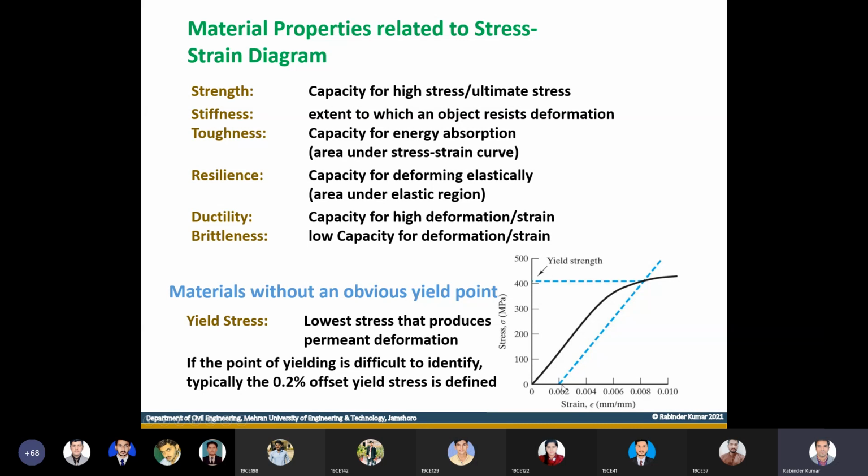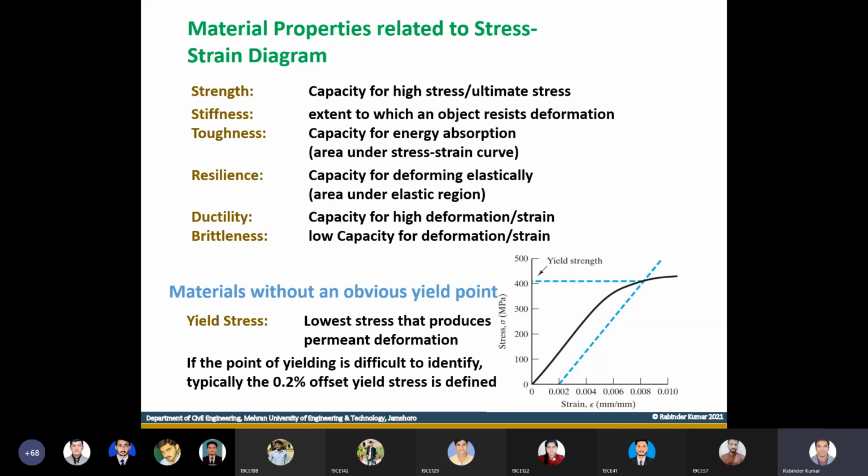This horizontal line is strain. From this strain, 0.002 strain, we draw a parallel line, a line parallel to the curve. Where this parallel line intersects the curve, that point is known as the yield point and the corresponding strength is known as the yield strength. This is the function of the 0.2% offset method, and it is only applicable when the yield point is not obvious.